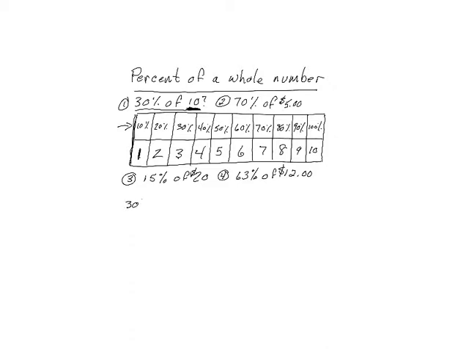So that means that 30% of 10, not $10, just 10, is going to be, we look along our chart here. Well, there's 30% there, and it's 3. So that means that 30% of 10 is going to be 3. All right, that's a really simple way of explaining it. So that's number 1, we've answered number 1. Now let's look at number 2.